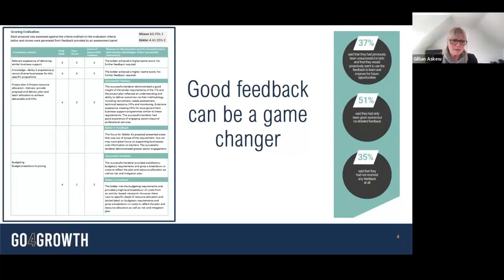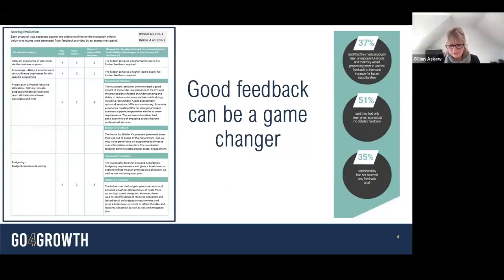And the same for budgeting, budget breakdown and pricing. You can see what the successful tenderer did versus what bidder A, who was unsuccessful, did as well. It's obviously not pages and pages, so it doesn't have to be War and Peace or novel length of feedback, but it does allow the bidder at least to have a think about where they might be able to improve for future.